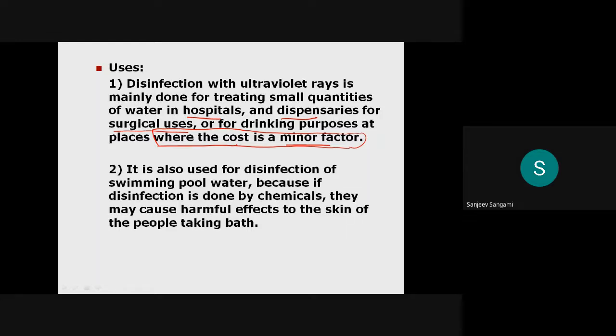The main thing is that if you go for UV disinfection, you will get the UV radiation for as long as the life of the bulb or the generating material, so maintenance is very low compared to other disinfection processes. It is also used for the disinfection of swimming pools, because if disinfection is done by chemicals, they may cause harmful effects to the skin of the people taking a bath.